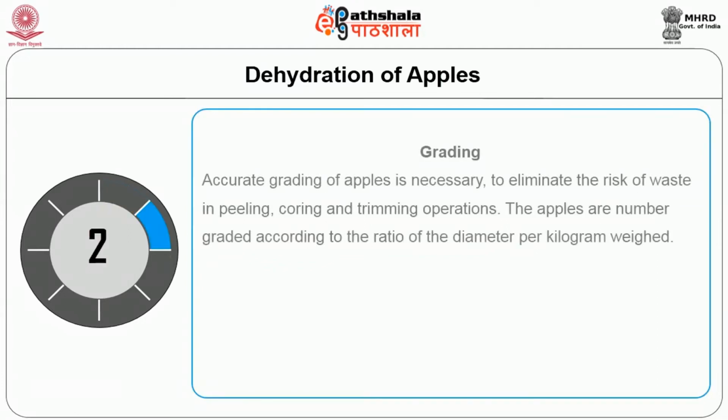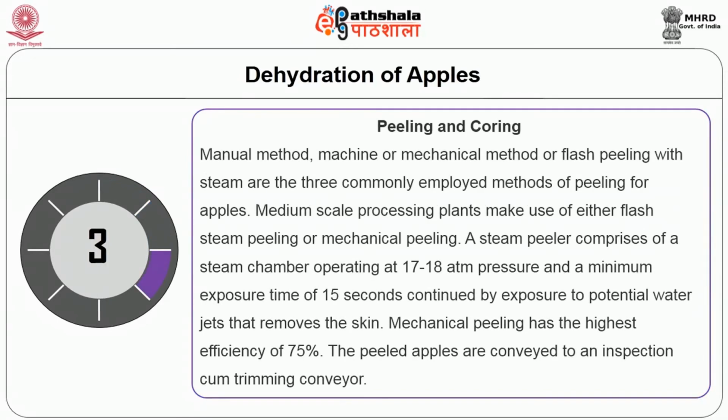The next step is grading, where accurate grading of apples is necessary to eliminate the risk of waste in peeling, coring and trimming operations. The apples are number graded according to the ratio of the diameter per kilogram weighed. Next step is peeling and coring by following the manual method, mechanical or flash peeling with steam. These methods are commonly employed for peeling of apples.